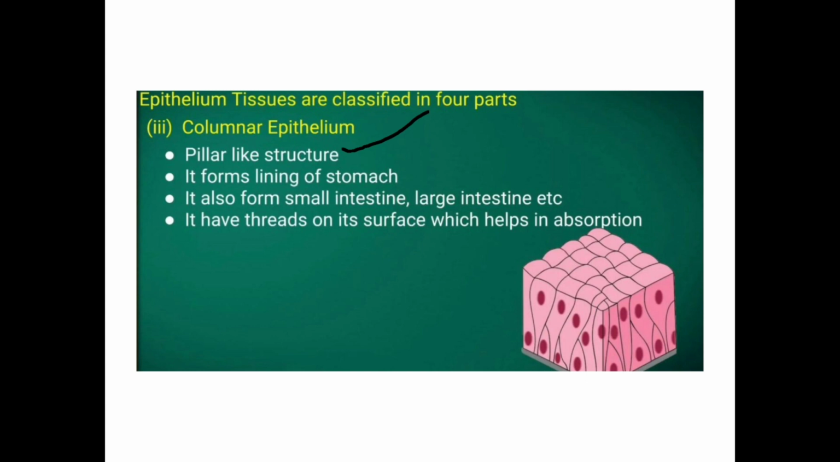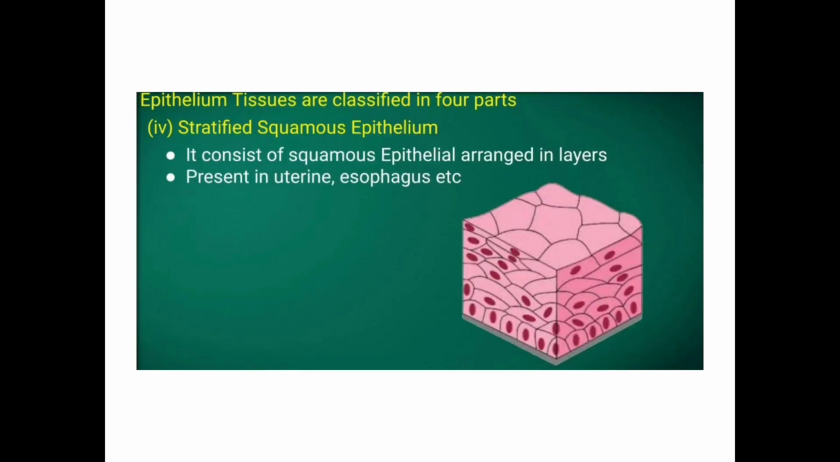It is also found in the small intestine and large intestine. It has threads on its surface which help in absorption. So if the small intestine has villi, then it is made up of columnar epithelium. The small intestine is made up of columnar epithelium which has villi on it.